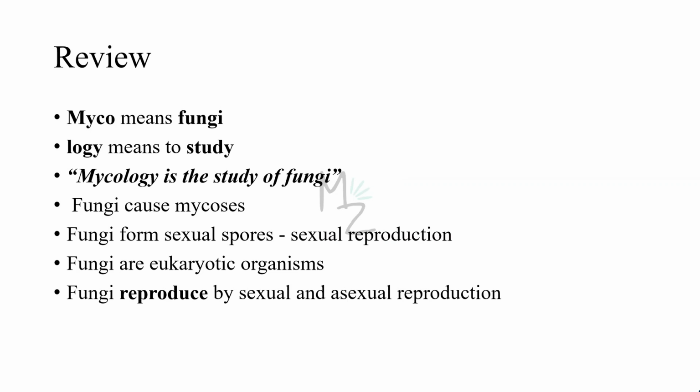Fungi form sexual and asexual spores. Sexual spores are formed after sexual reproduction, and asexual spores are formed after asexual reproduction, and asexual spores are also called conidia. Fungi are eukaryotic organisms. Fungi reproduce by sexual and asexual reproduction.